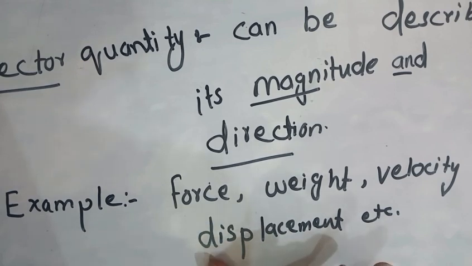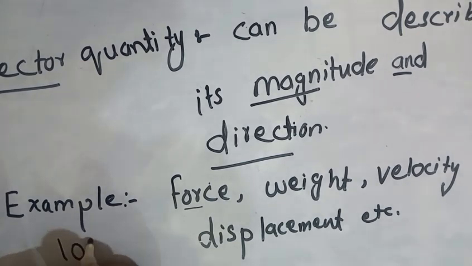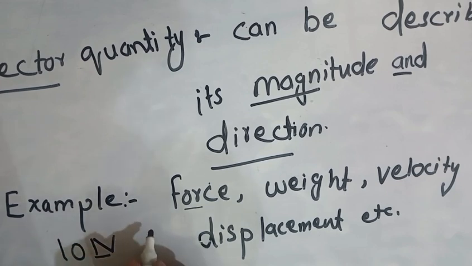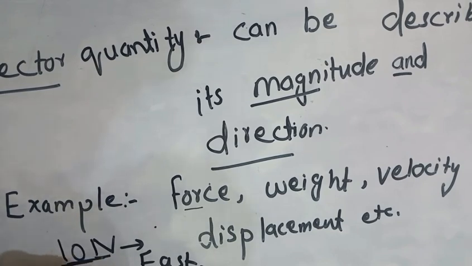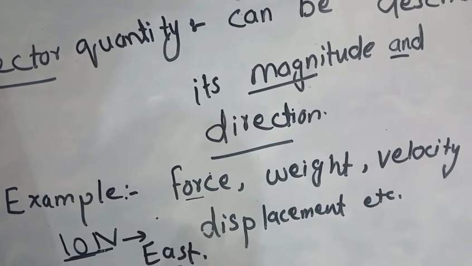For example, force is there, 10 newton. The SI unit of force is newton. 10 newton force is applied on a mass in the direction of east. So this is my vector quantity, which has magnitude and also direction. Magnitude and direction both.